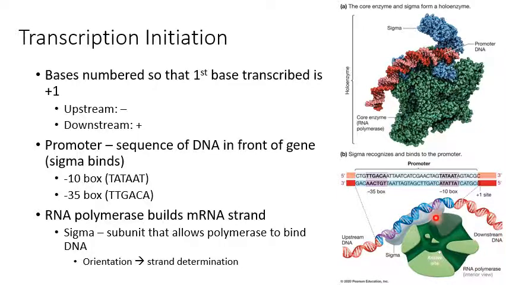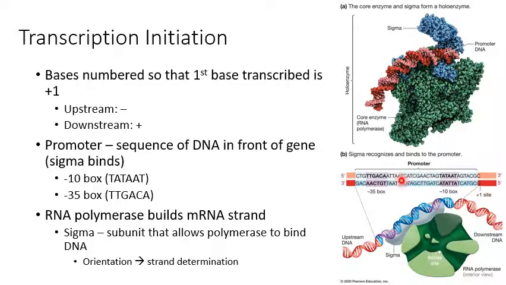Just FYI, we always number the nucleotides in a gene and the promoter using the same scheme. The very first nucleotide in the gene is always the +1 nucleotide, and then the numbers get bigger from there, so +2, +3, +4, so on and so forth. That's all considered downstream from the very beginning, the +1 site.